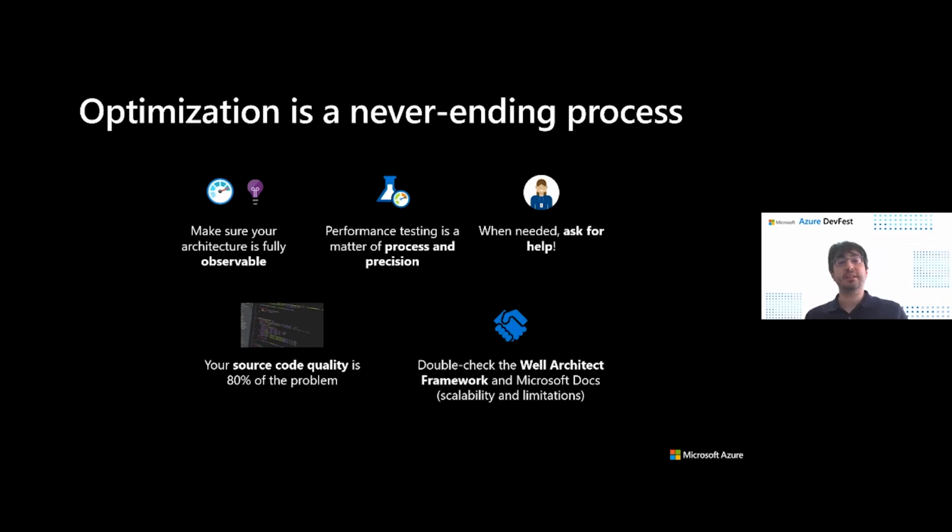The third point is that troubleshooting an issue is not a job for a lone wolf. So when needed, you should ask for help. We are here to help you. And the fourth point is that your source code quality will be the most tedious bottleneck most of the time.